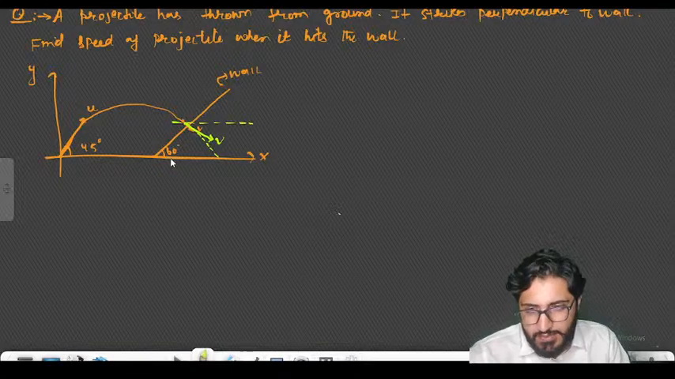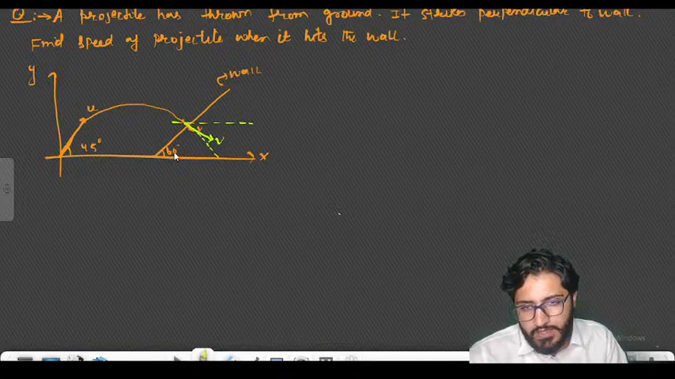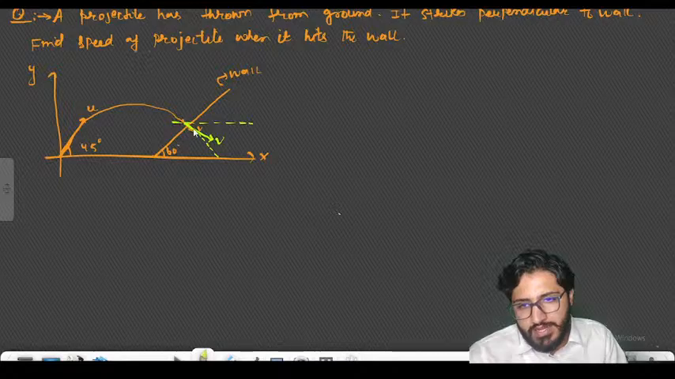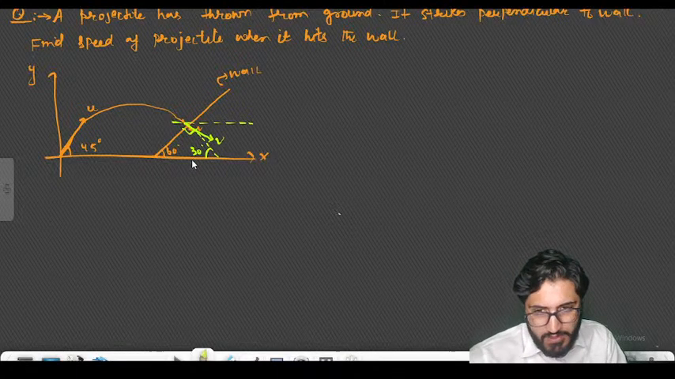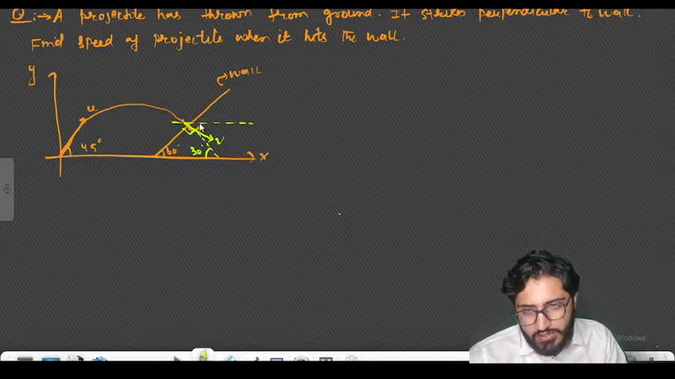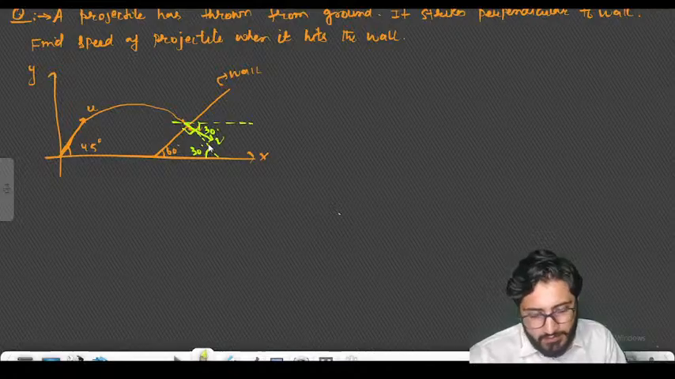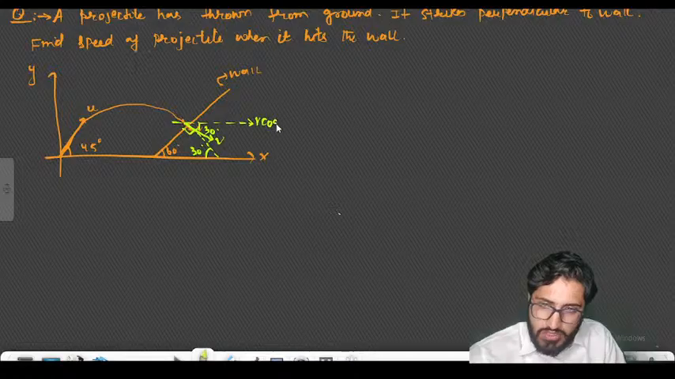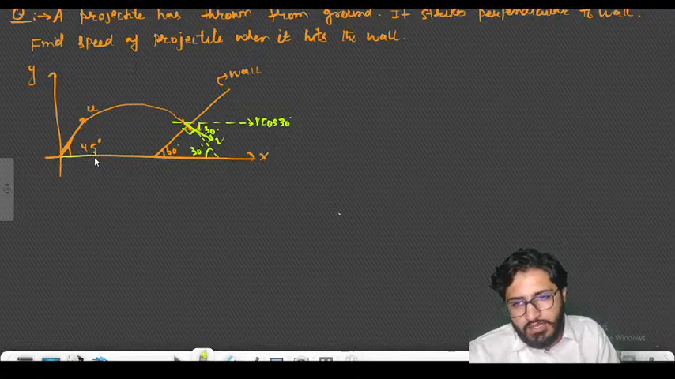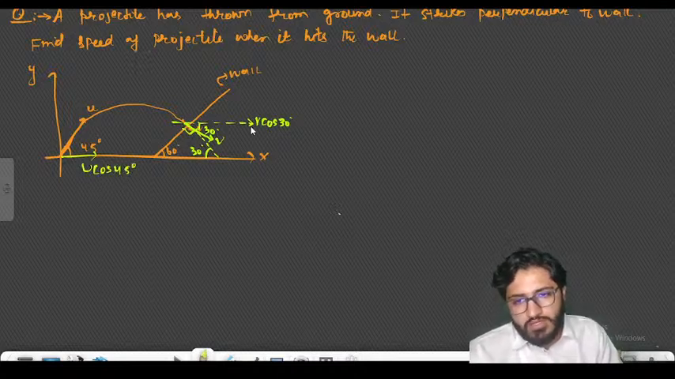So if this is my 60 degree, and look, it is striking perpendicular, so this is my 90 degree, so this will be my 30 degree. Done. If this is my 30, so this will be my 30 degree. So this side will be my v cos 30 degree, and this side will be my u cos 45 degree. So both will be same.